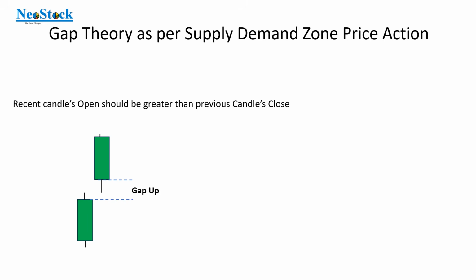In a similar way, for bearish candles, don't compare the wicks. In the olden theory, we compared the wicks. But in modern theory, we compare only the previous candle's close and today's candle, that means the recent candle's open. Is there a gap?